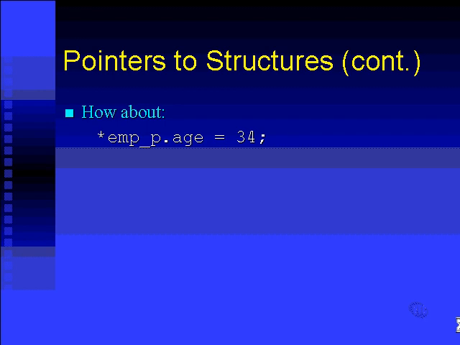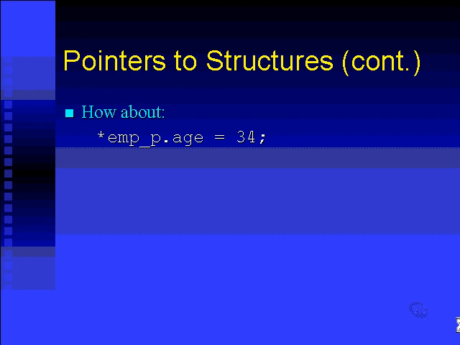Star emp.age equals 34. Well, we're on the right track now. This is exactly what we're supposed to try and do here. However, that's not going to compile either, but for an unexpected reason. It turns out that the precedence of dot is actually higher than the precedence of asterisk. If you don't remember what precedence is all about, I've got two operators here, an asterisk operator and a dot operator. And the dot operator has higher precedence, so that will be evaluated first.